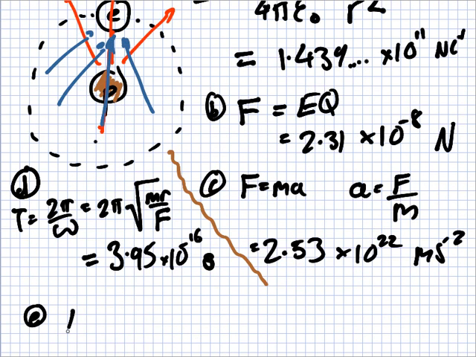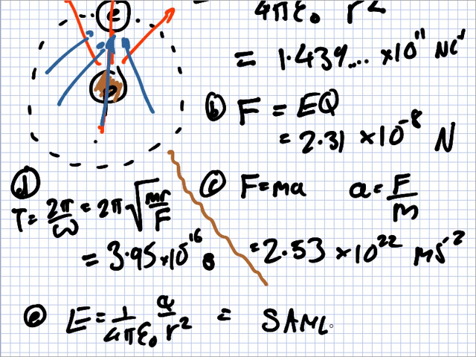Well, it's the same formula, isn't it? E equals 1 over 4 pi epsilon 0 q over r squared. And you realize if you put the numbers in, you actually get the same answer as A, because all the numbers are the same.